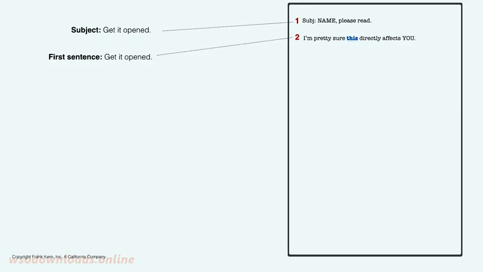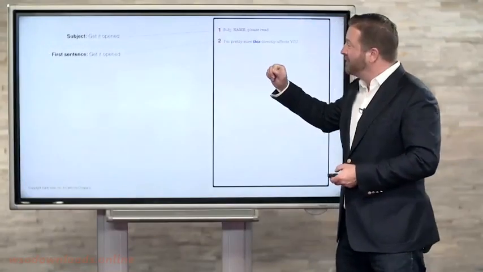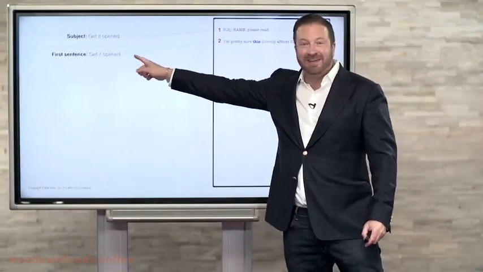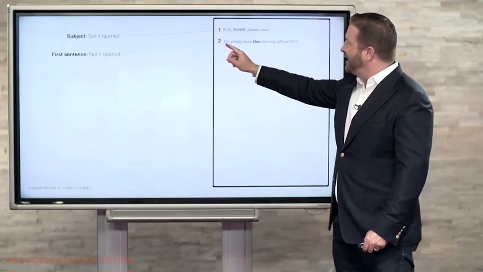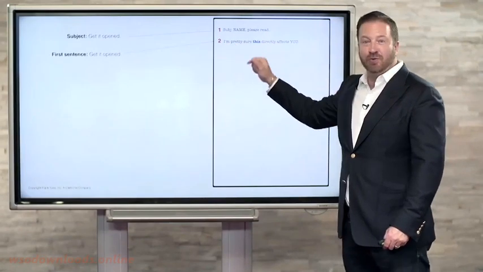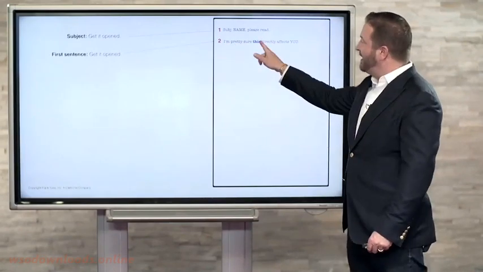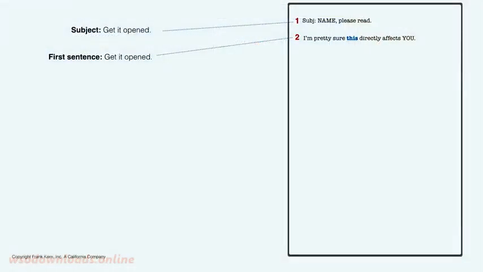Let me give you the psychology behind it, all right? So if we go here to the old handy-dandy whiteboard, you'll notice the goal of the first sentence is to get it open. What am I saying here? I'm saying I'm pretty sure this directly affects you. Notice I have the word this on the video here. The word this is in blue. That's because it's a hyperlink, all right?